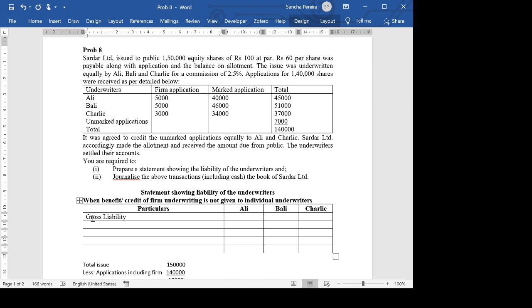Okay, now we know that the gross liability, the total, is 1,50,000. So 1,50,000 has to be divided equally, so 1 is to 1 is to 1. How do I know here? The issue was underwritten equally. So each one has taken responsibility for 50,000 shares.